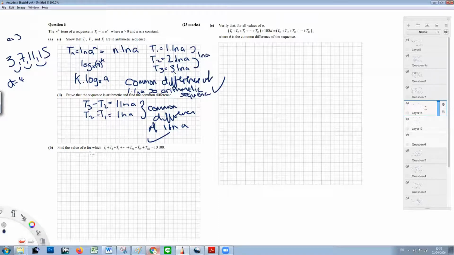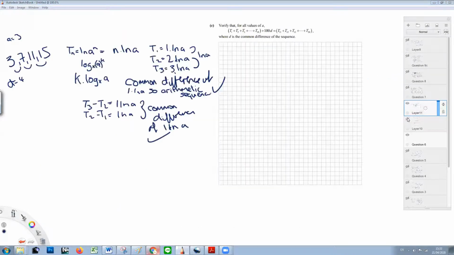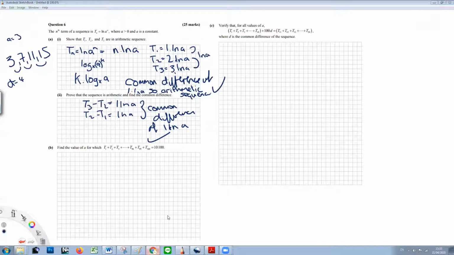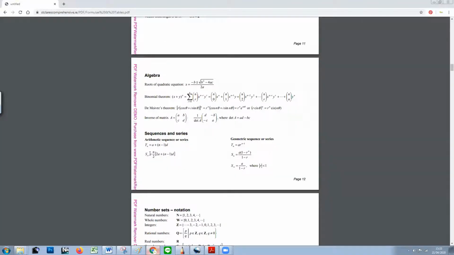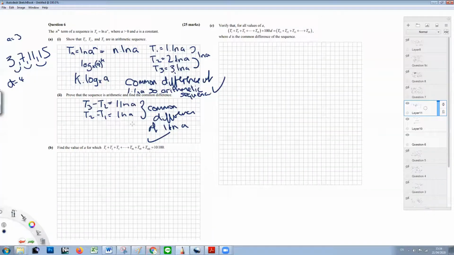Find the value of A for which T1 plus T2 plus T3 all the way up to T100 is equal to 1. Now, earlier on, we obviously looked at an equation, I think it was on question 2. So we could use that if we wanted, but I'm going to use the one straight out of the maths tables. And out of the maths tables, we have Sn is equal to n over 2 times 2a plus n minus 1 d. So it's a sum of an arithmetic sequence, so I'll just use that. So I'll write that over here.